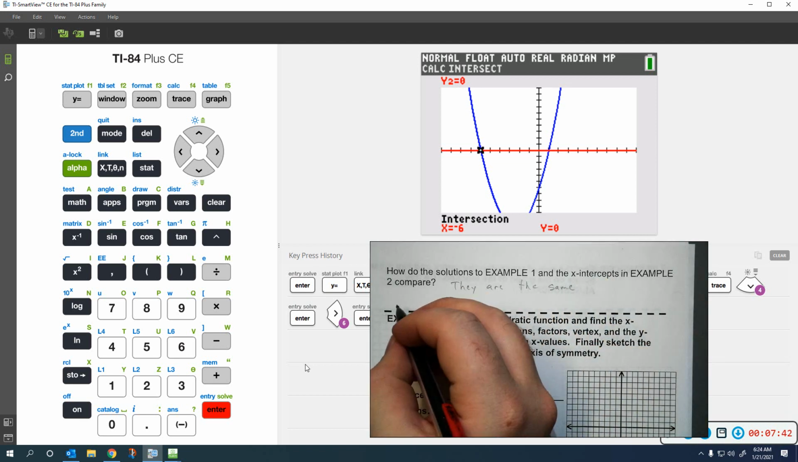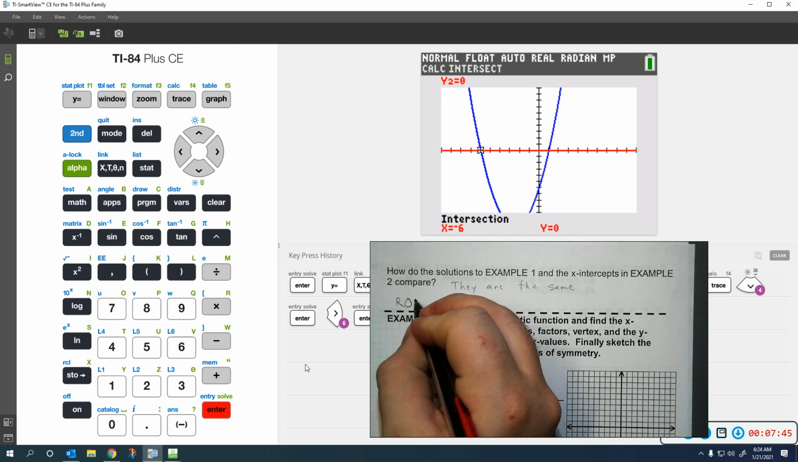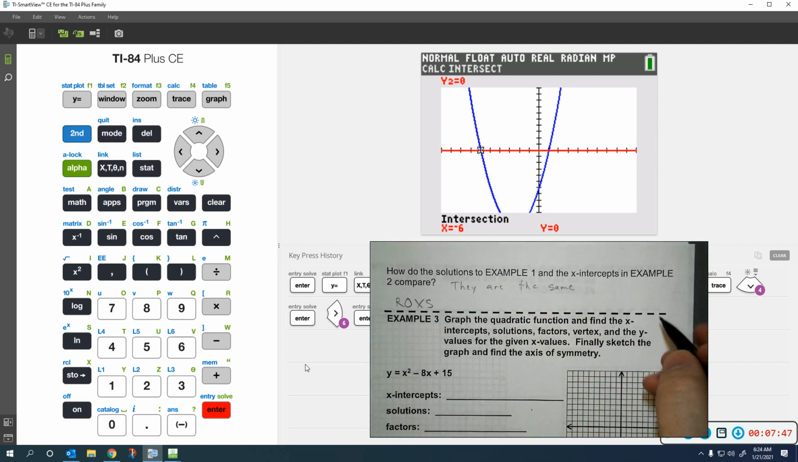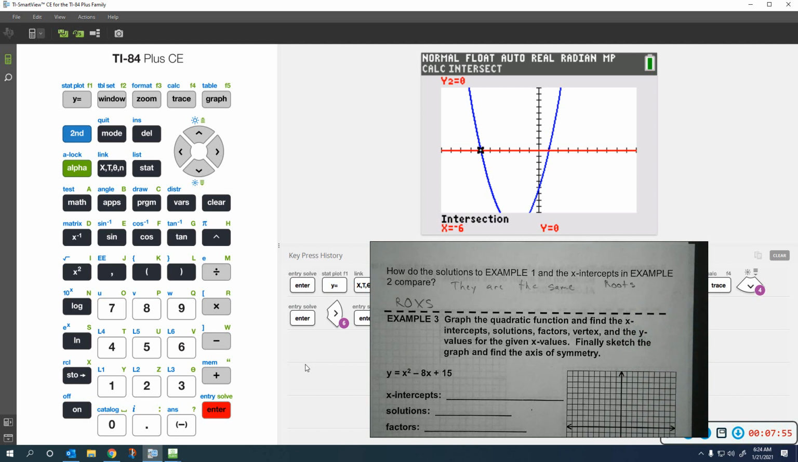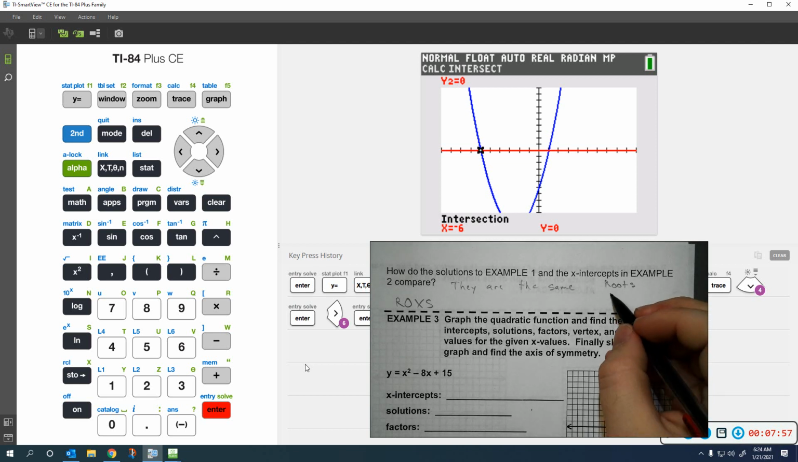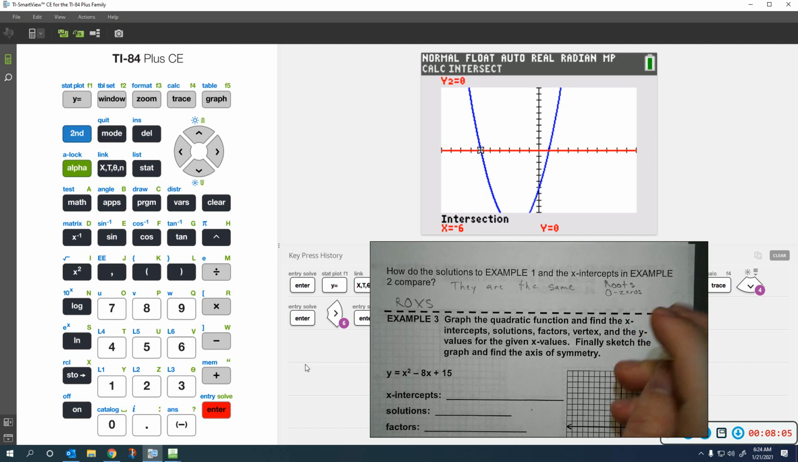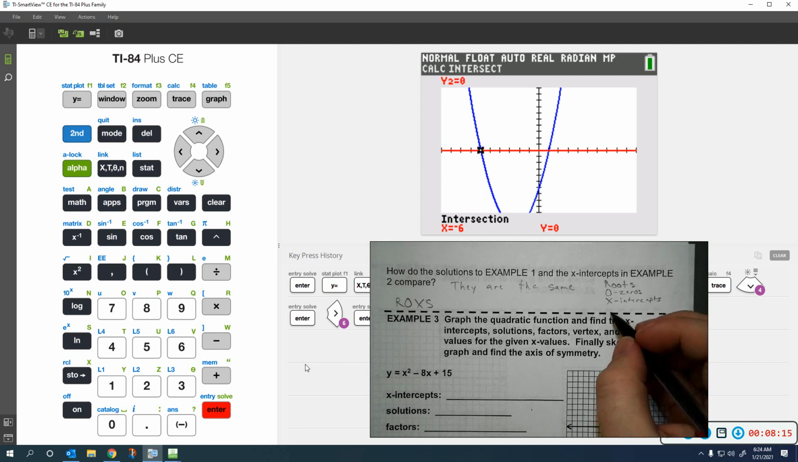Now, we're going to write down this acronym, ROXS, R-O-X-S. Here's what it stands for. The R stands for roots. Okay? If it asks for the roots, we're asking for the solution. If it says the zeros, that is also asking for the solutions, because another name for zero would be the x-intercept. Or if it just plain asks you for the solutions.